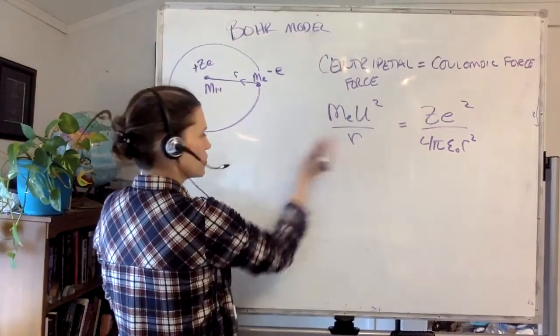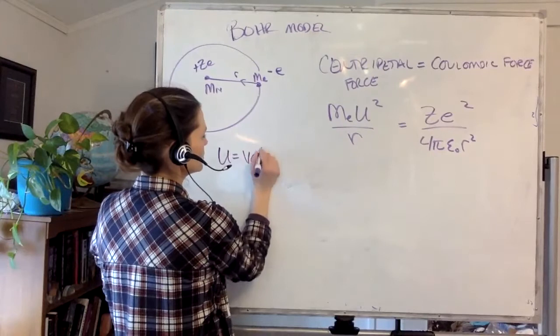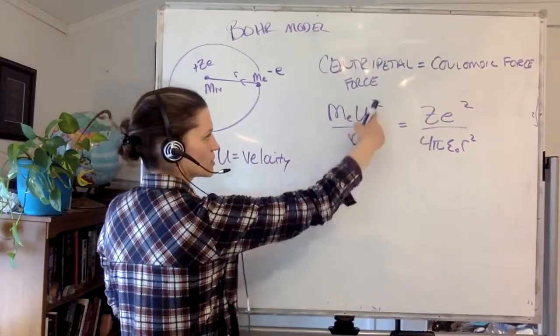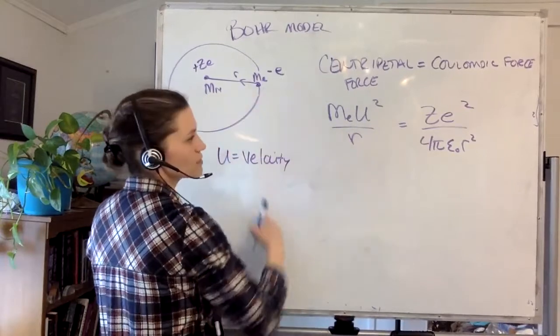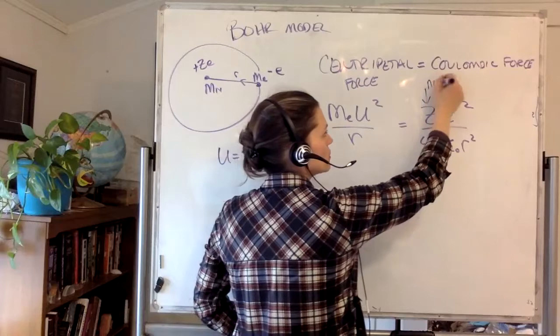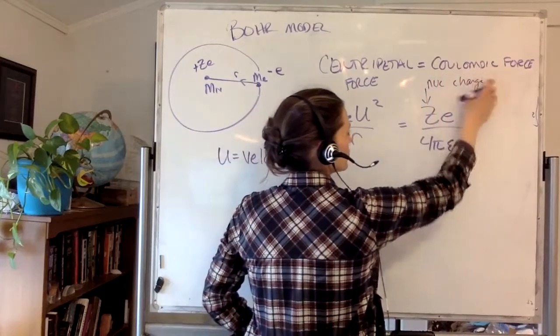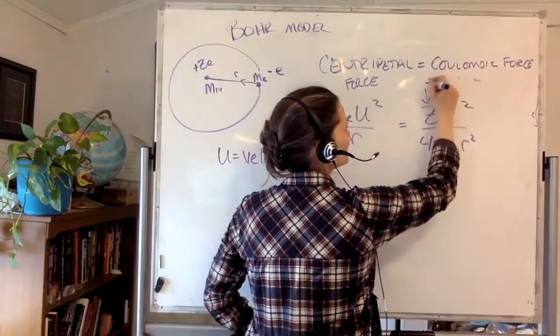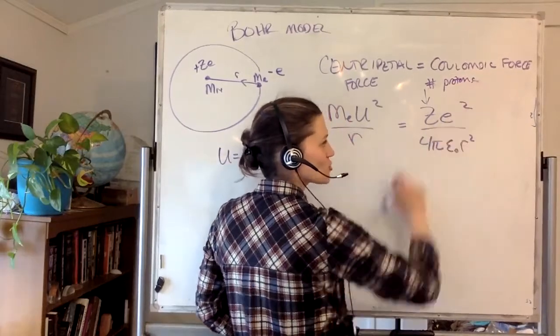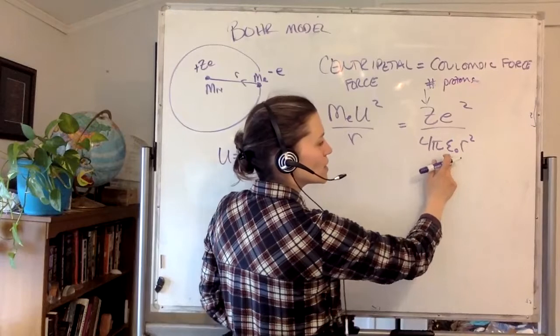Okay, so this is the mass of the nucleus. u is equal to the velocity. So mass times velocity squared over r. r is the distance between the two. Here you have the nuclear charge, or sorry, the number of protons. So the number of charges multiplied by the charge squared over 4 pi epsilon naught.